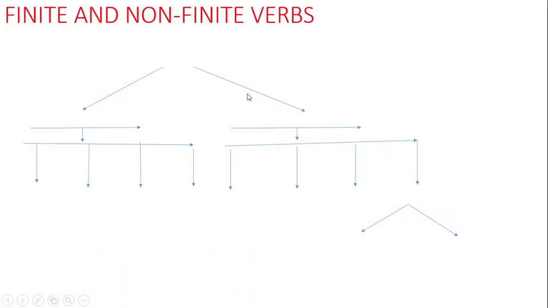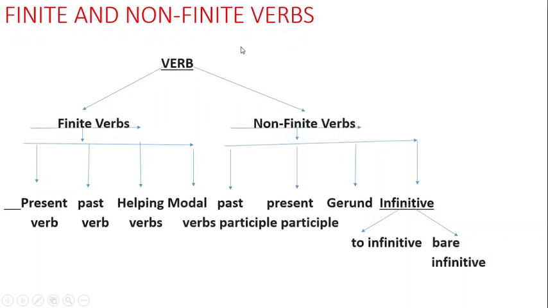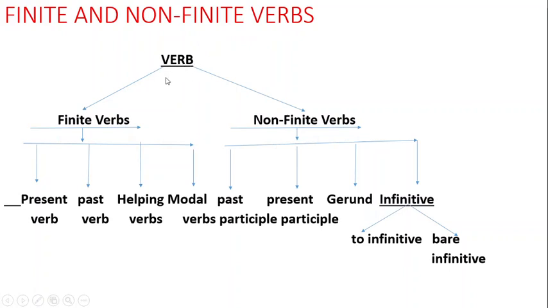So here is a beautiful form chart of finite and non-finite verbs. The chart is about verbs. Verbs are divided into two parts, that is finite verbs and non-finite verbs. In finite verbs we can see present form of verbs, past form of verbs, helping verbs, modal verbs. In non-finite we can see past participle verbs, present participle verbs, gerund, and infinitive, which is again divided into two parts, that is to infinitive and bare infinitive. Bare infinitive means without to infinitive.